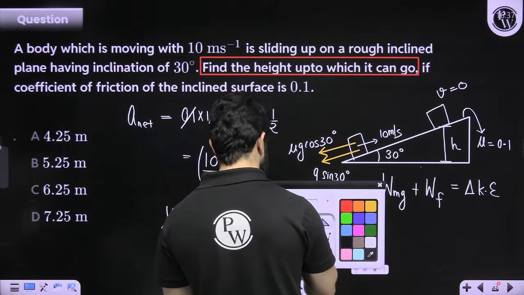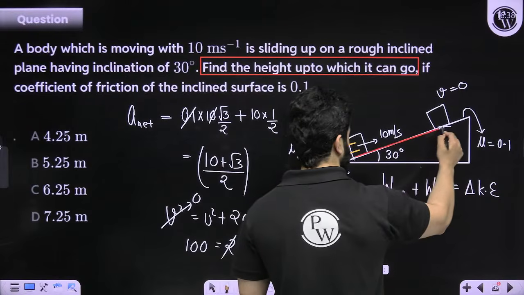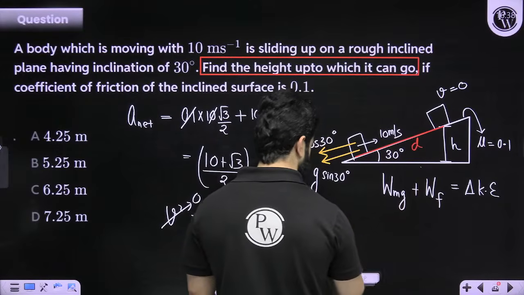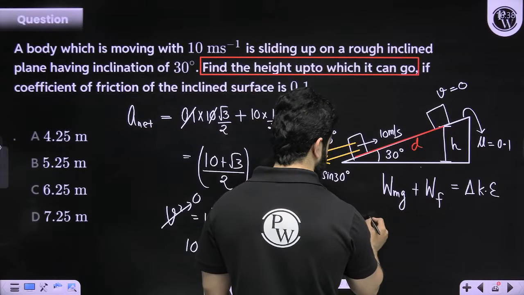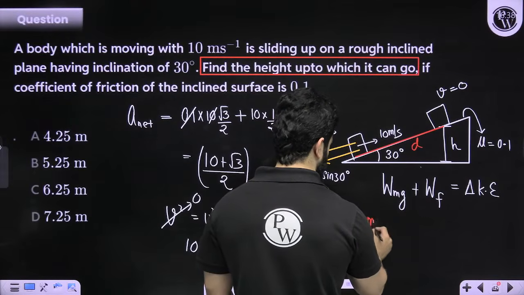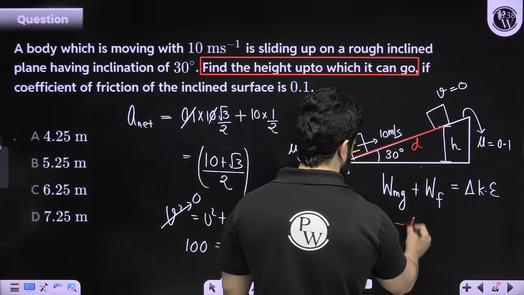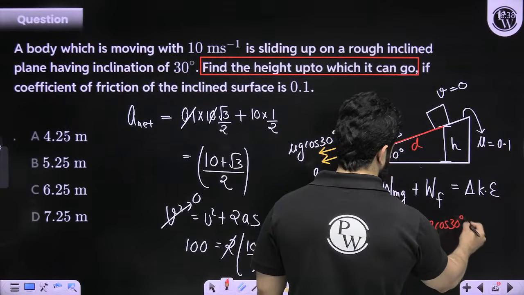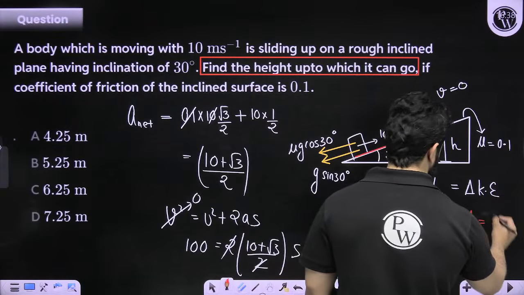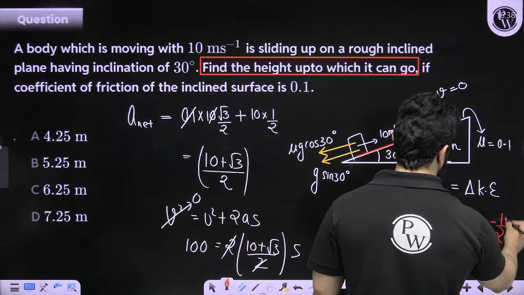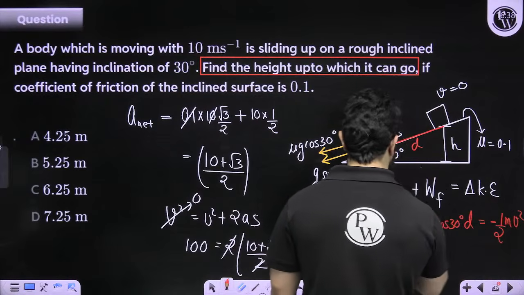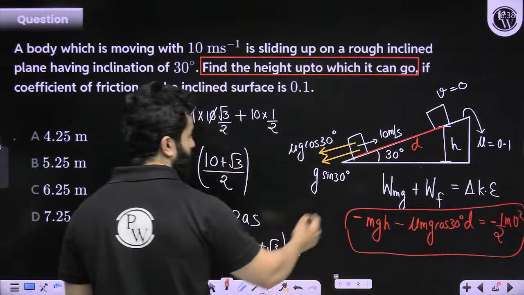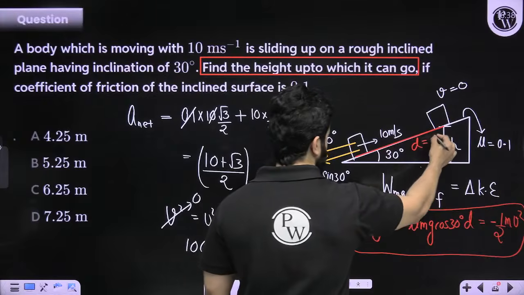So we can actually find out this distance. Let's say this distance is d. This is going to be minus mg times h, minus mu mg cos 30 times d, and this is going to be minus half m v square. After this you will get to your answer, and this s over here is actually equal to d.